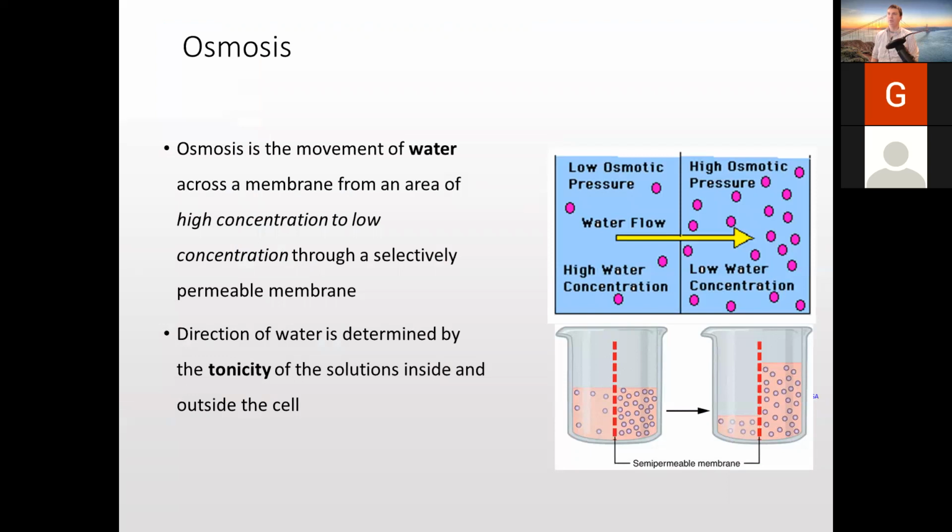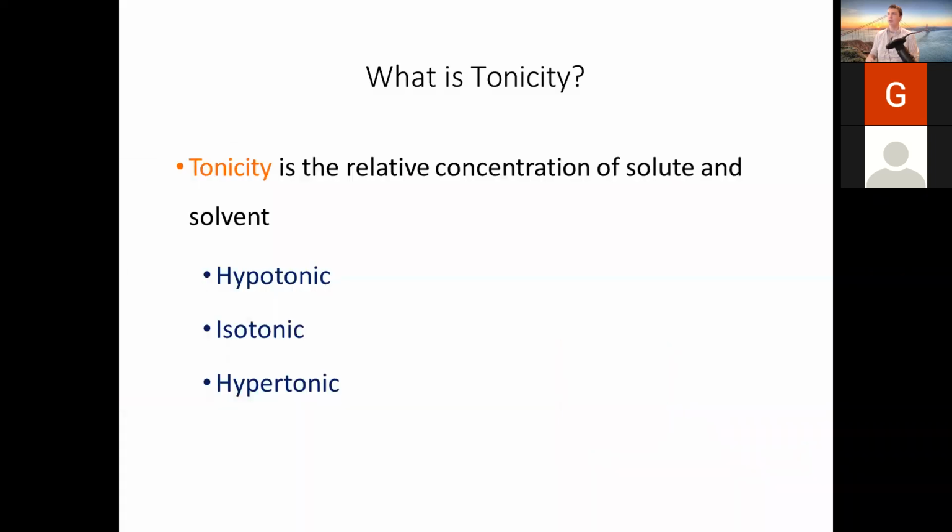Osmosis is the movement of water across a membrane from an area of high concentration to low concentration through a selectively permeable membrane. The direction of water is determined by the tonicity of the solution inside and outside the cell. So basically, water will follow the salt. So what is tonicity? Tonicity is the relative concentration of solute and solvent. We have three different types of situations: hypotonic, isotonic, and hypertonic.